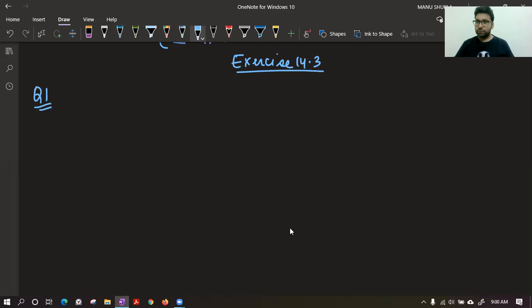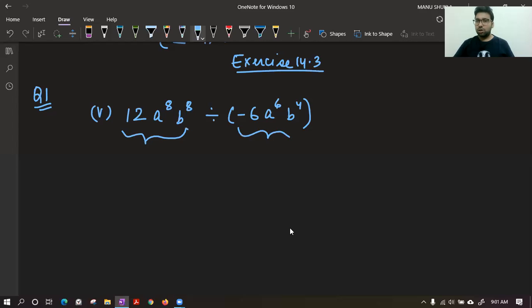Please ask if there is any doubt. Anyone who wants to ask, please ask. If you're not asking, let me take one part of this question. Let us take the fifth part. Fifth part is saying 12 a power 8 b power 8 divided by minus 6 a power 6 and b power 4. So you can observe this is a monomial and this is a monomial.